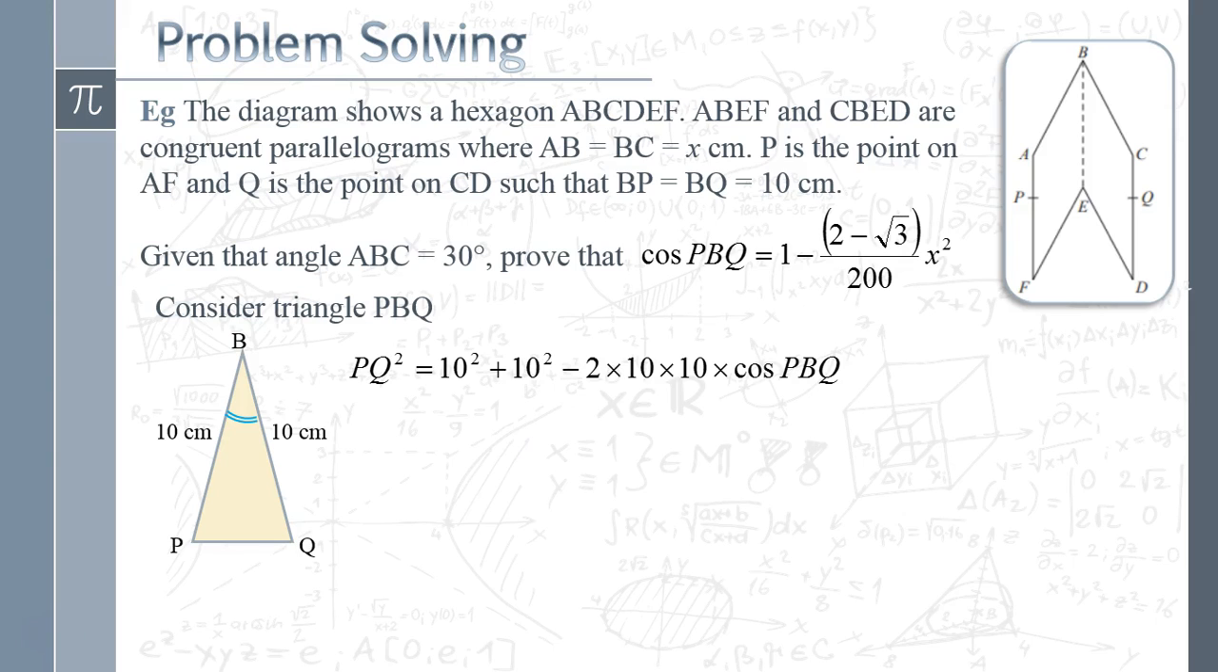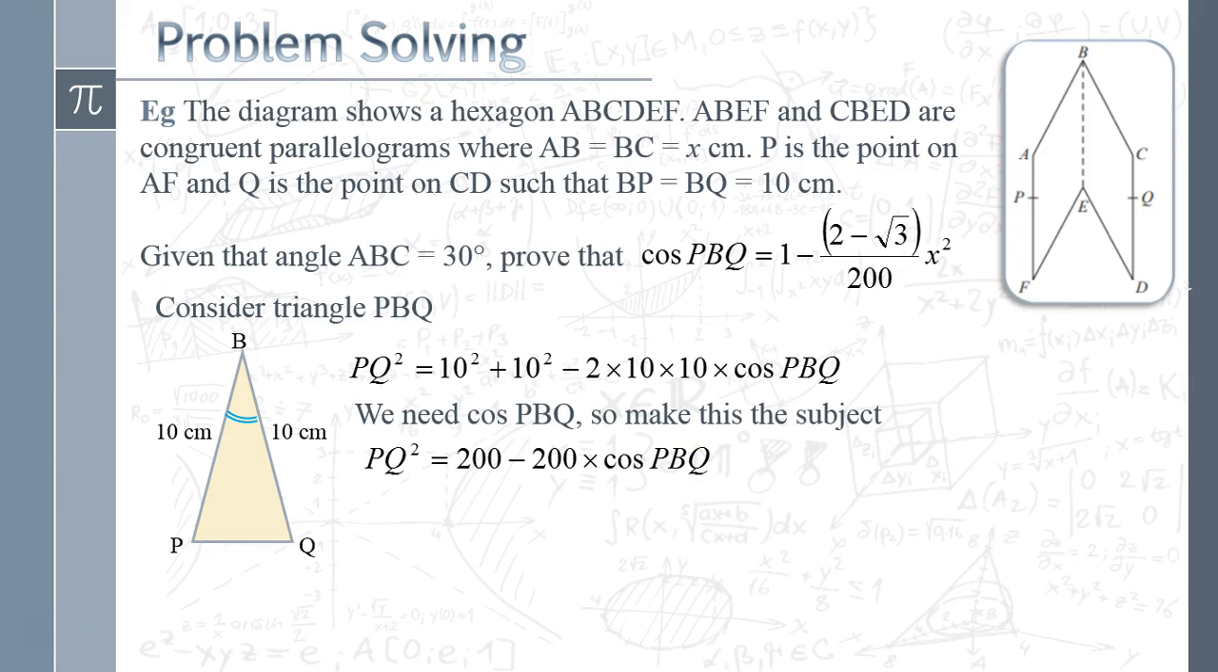So we've got PQ squared, the opposite side squared, is 10 squared plus 10 squared minus 2 times 10 times 10 times cos PBQ. Because we want this thing, I'm going to rearrange it to make cos PBQ the subject. So, a bit of tidying up: the 10 squares make 200, 2 times 10 times 10 is 200 as well. A little bit of rearranging, and there we go, we've got an expression for cos PBQ, which is the thing we're trying to find.